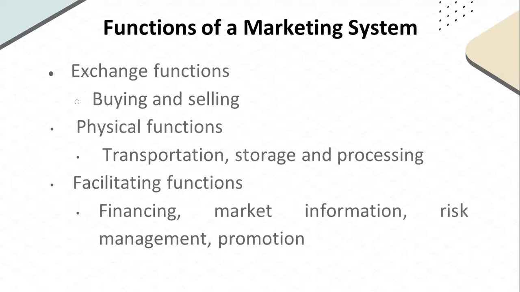Then we'll discuss the functions of a marketing system. What are the things this marketing system is doing? The main function is the exchange function. So we do the buying and selling. Marketing system එකකට ඇතුලේ consumers ලා, producers ලා, intermediaries ලා ඔක්කොම එකතු වෙලා කරන main activity එක තමයි the exchange function. Producers are selling and customers or the consumers are buying, right?